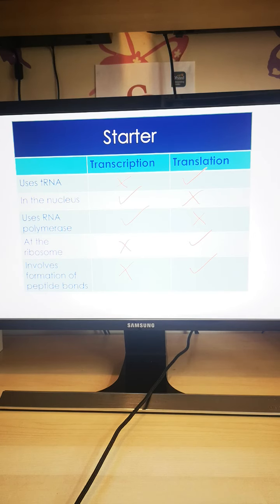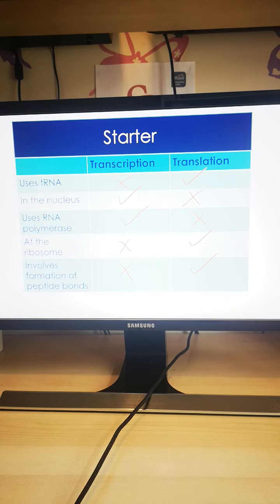Happens in the nucleus. Transcription happens in the nucleus, obviously for eukaryotic cells. For prokaryotic cells, because they don't have a nucleus, it just happens in the cytoplasm. But transcription for eukaryotic cells anyway happens in the nucleus, whereas translation does not. Uses RNA polymerase, so that's the enzyme that joins our RNA nucleotides together to form the mRNA, which happened in transcription. It's not involved in translation at all.